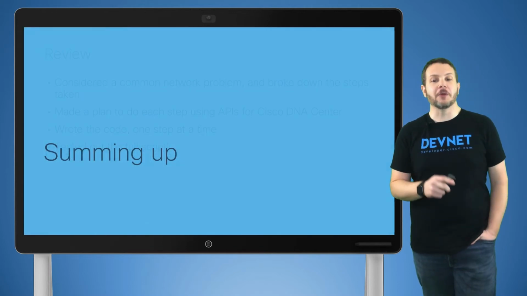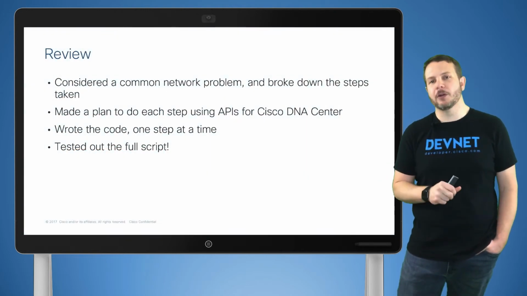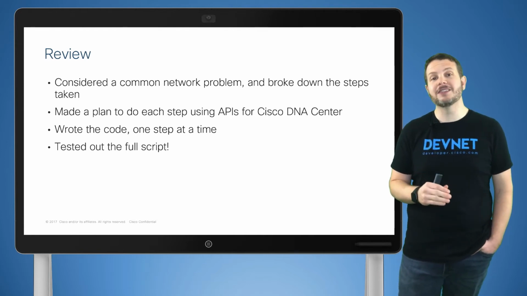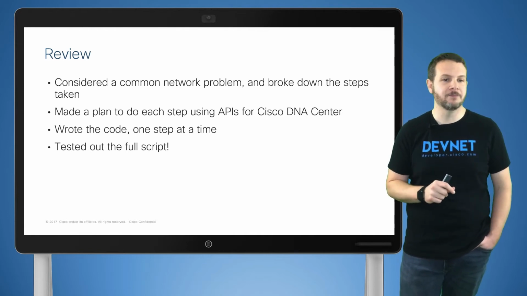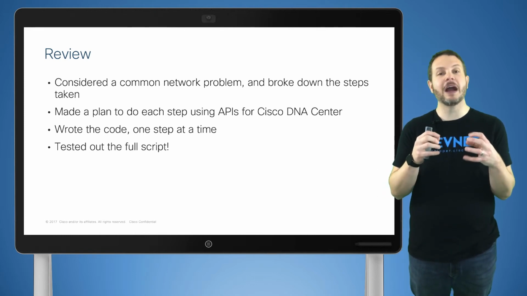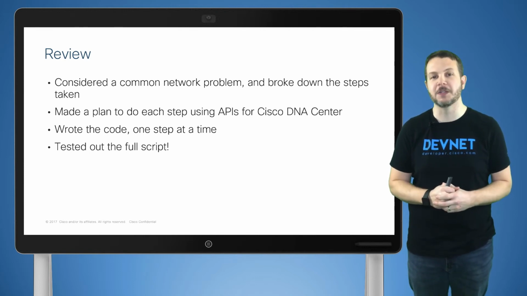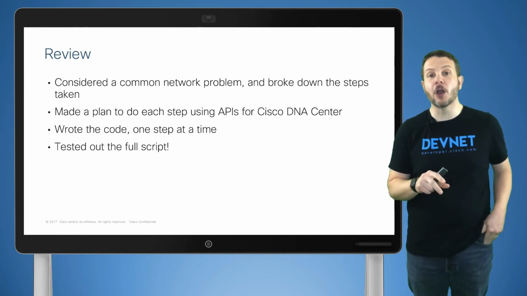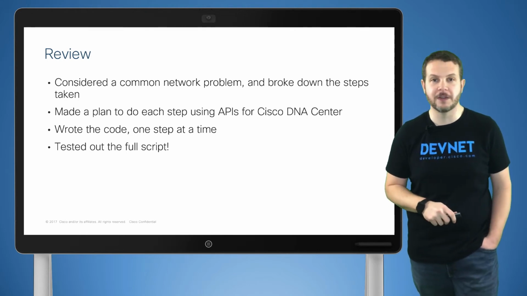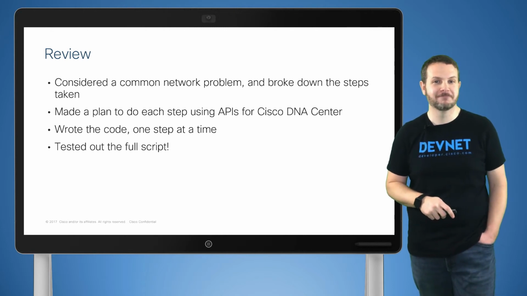Now, in summary, we've gone through a bunch of stuff today. We reviewed a common network problem, in fact, one of the most common network problems, and we broke down the steps we manually take to solve it. We then saw how we could make a plan to tackle each step using the APIs available in Cisco DNA Center. We wrote the code one step at a time, testing it along the way, making sure that it was functioning effectively. And then finally, we just saw that script in action.